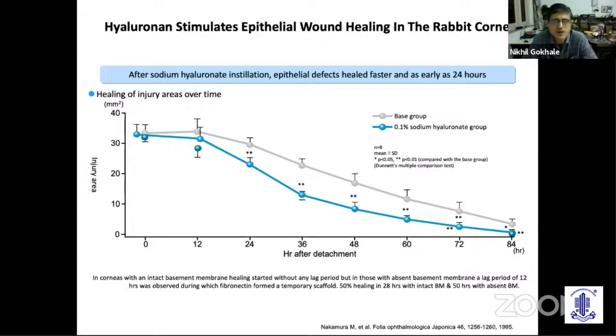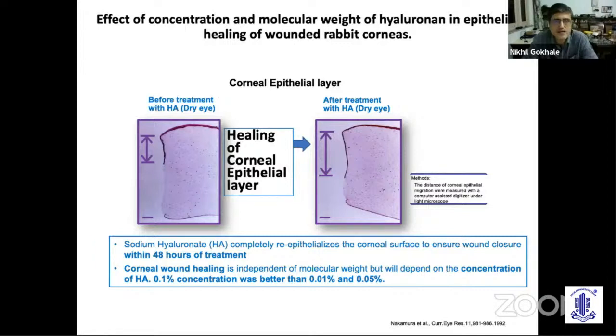And the sodium hyaluronate, as we know, comes in different concentrations and different molecular weights. And how does that really affect the epithelial healing? This has been studied experimentally, and they found that the molecular weight does not really change the way the corneal epithelium heals. However, when you look at the concentration of hyaluronic acid, about 0.1% concentration was probably better than a 0.01 or a 0.05% concentration. So you need an optimal concentration of sodium hyaluronate, which will help the corneal healing process.